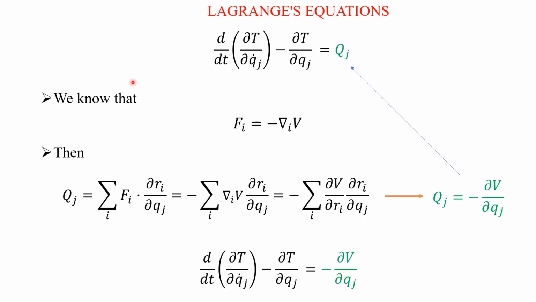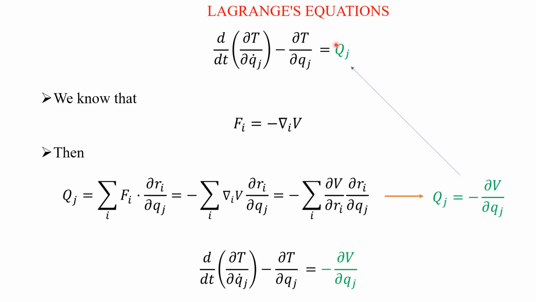However, we know that the force is defined as the negative gradient of the potential. That is a well known fact. By definition, Qj is equal to the summation over Fi dot delta ri over delta qj. Now I am replacing Fi by the negative gradient of potential V. This gradient is a partial derivative with respect to position, so the gradient V can be written as delta V over delta ri. Here delta ri will get cancelled, so Qj is equal to minus delta V over delta qj.